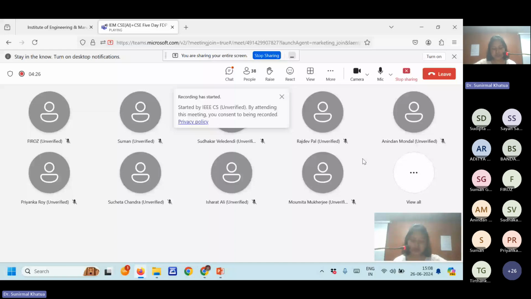Dr. Roy is going to speak today on resource management in cloud environment. We are honored to have you, sir, today. I would now like to welcome sir for the talk.